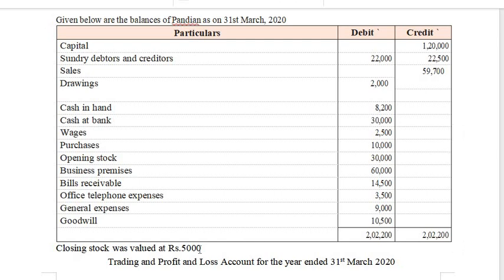You have to consider it in the trading account and balance sheet, because within the transactions, any information given has to be considered in only one place, either in the trading account or P&L account or balance sheet. But after the transfer, any information given as an adjustment you have to consider in two places. That's why the closing stock you have to consider in two places, one in the trading account, another in the balance sheet as an asset.